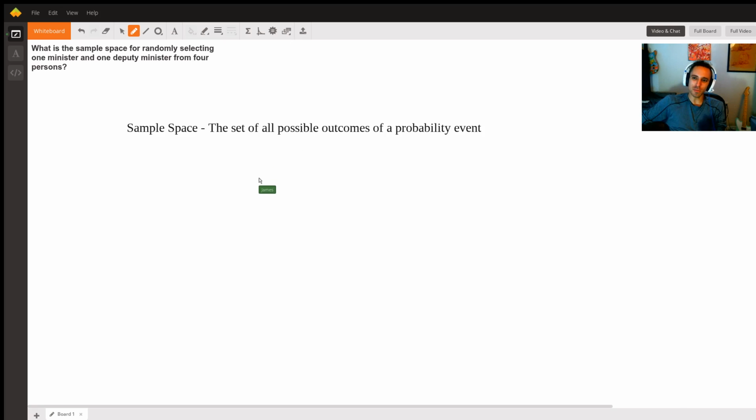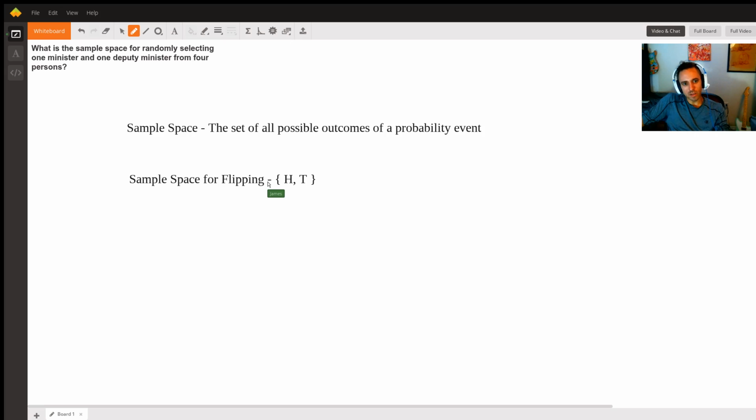That means a set of all possible outcomes of a probability event. Let's look at the sample space for flipping one coin. Well, what could happen? We could get heads, or we could get tails. So the sample space is actually, it's supposed to be in brackets. Heads or tails, right?